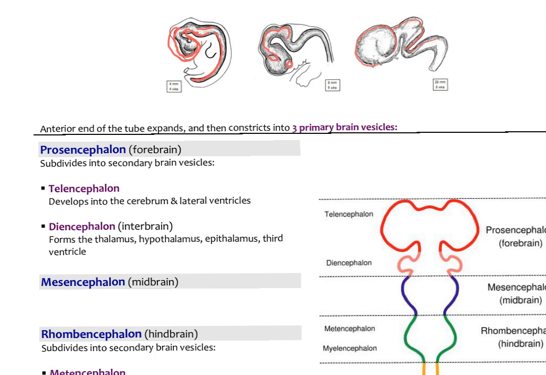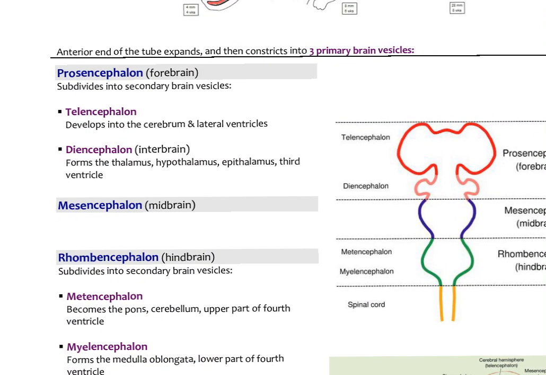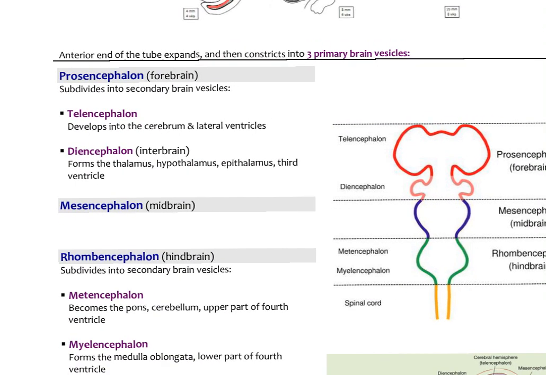As this anterior end of the tube expands, it then constricts into what we call the 3 primary brain vesicles, and we see these constrictions up here. The brain vesicles will include the prosencephalon, which is the forebrain, and that's going to divide into 2 secondary vesicles. Now the word vesicle usually means a hollow fluid-filled sac, but that's not the case here. The vesicles just describe these bulges in the neural tube. So the telencephalon develops into the cerebrum and the lateral ventricles, those cerebrospinal fluid secreting hollow spaces.